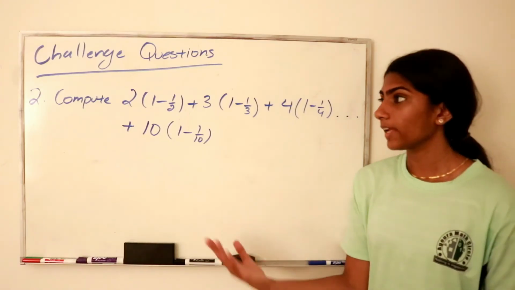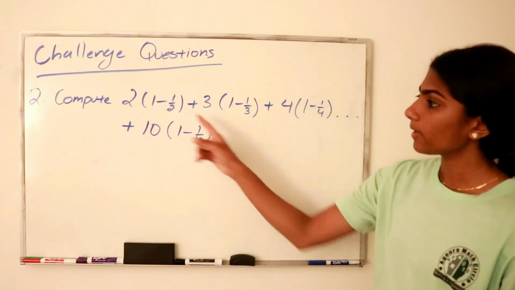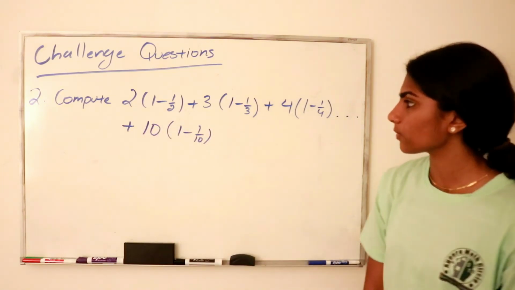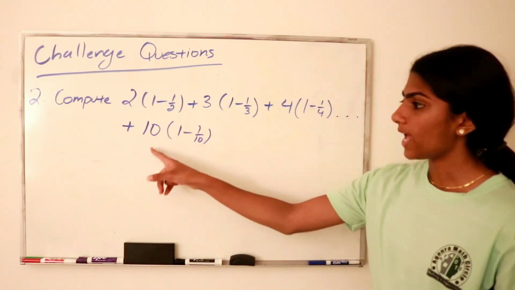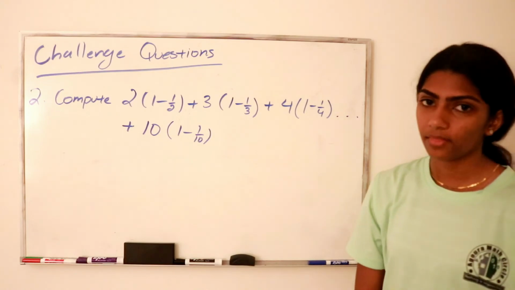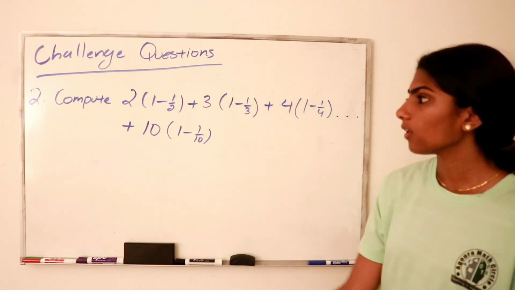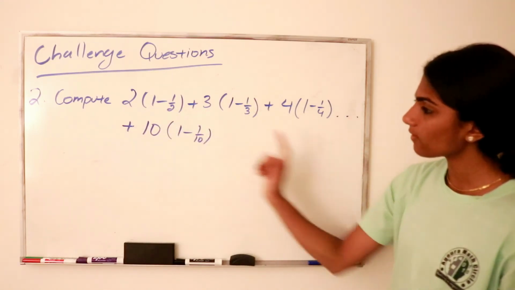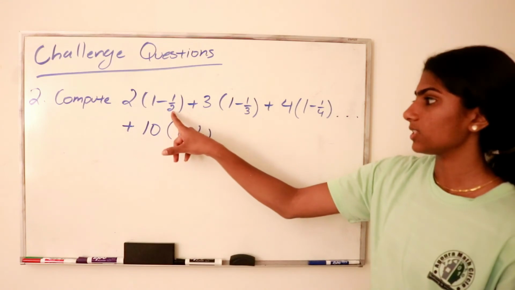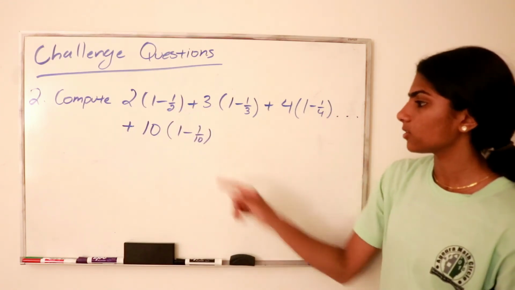Now let's move on to our second challenge problem. So we're going to compute 2 times 1 minus 1/2 plus 3 times 1 minus 1/3 plus 4 times 1 minus 1/4, and we're going to keep going all the way till 10 times 1 minus 1/10. So let's look at some patterns in this question. First of all, this is successive. It's going to be 2 plus 3 plus 4 plus 5 all the way up till 10. And this is also successive. 1/2, 1/3, 1/4, 1/5, 1/6. It'll keep going all the way to 1/10.